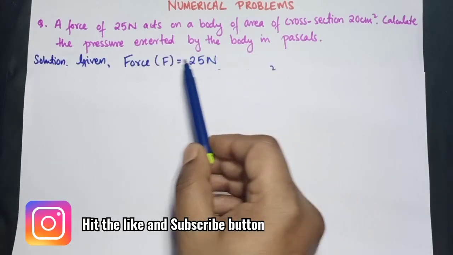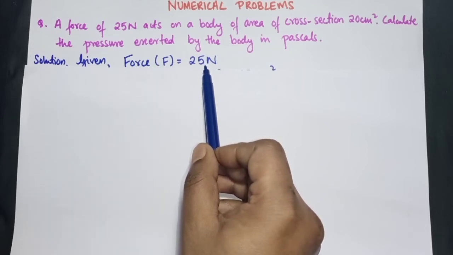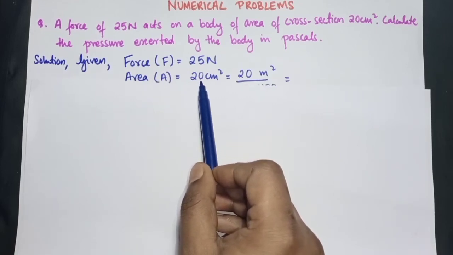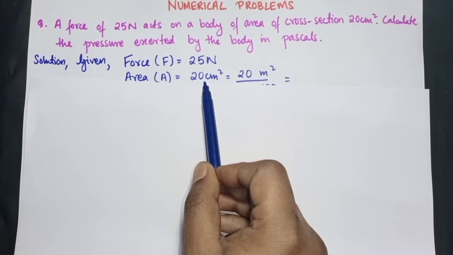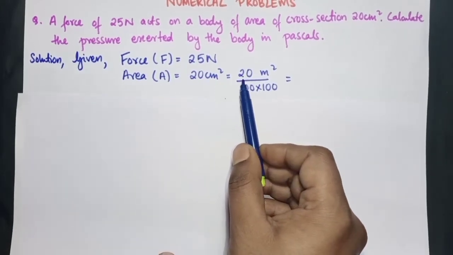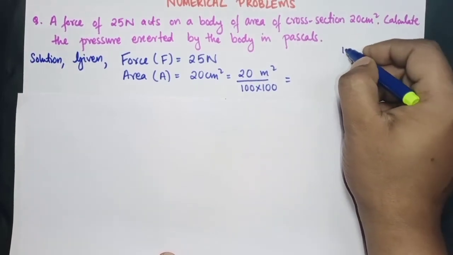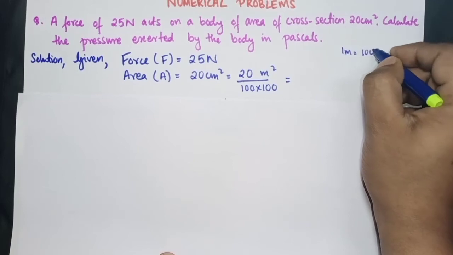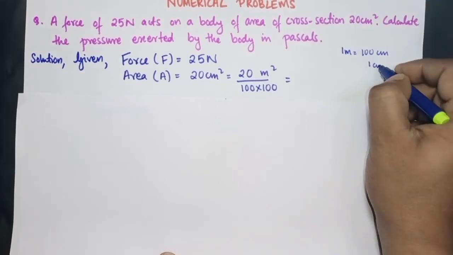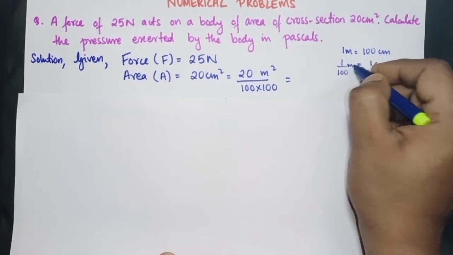In a numerical problem, in the solution we write what is given. Force equals 25 newton, which is in the SI system. Area equals 20 centimeter square, which is given in CGS, so we have to change it to SI. To change to the SI system, 20 centimeter square equals 20 meter square divided by 100 into 100. Why have I done this 100 into 100? As we know, 1 meter equals 100 centimeter. That means 1 centimeter equals 1 by 100 meter.